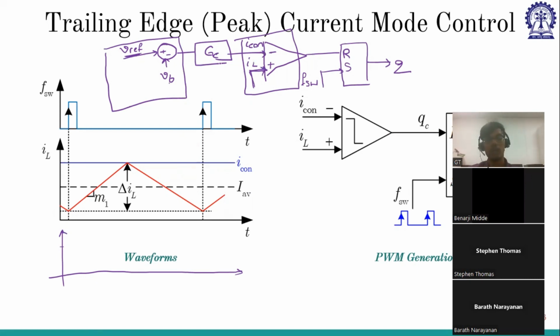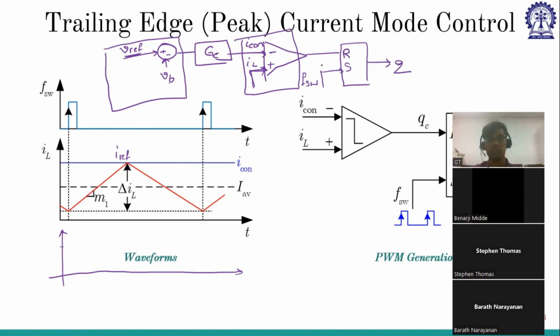If someone is asking how we design GC, that will be for the inner loop. What is the reference? Icon, which is coming from the outer loop. So you can consider this as a reference. Whenever this touches this point, here we are using the comparator. Here you are using a controller. Here it acts as a reference signal, and here we are using a comparator to generate the reset signal.